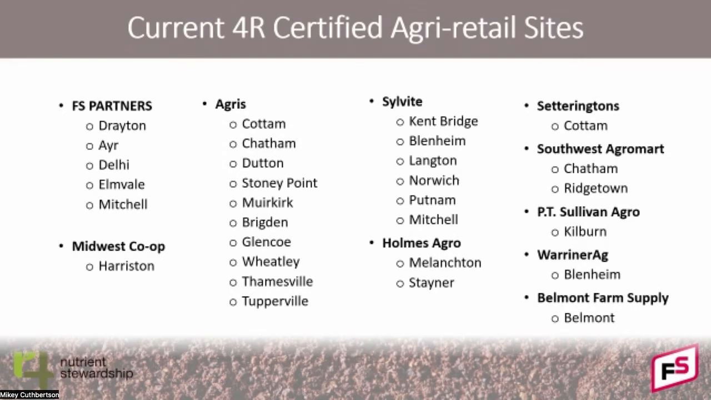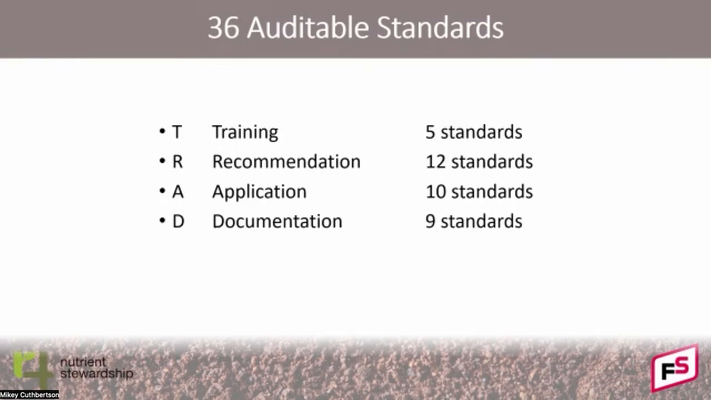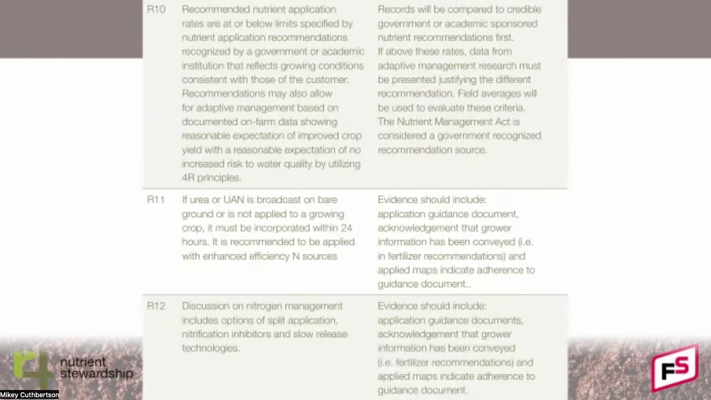So a tremendous amount of effort. Really appreciate all of those retailers and the work that they've done to communicate and execute this certification. So within the certification, there are 36 auditable standards that we as a retailer are assessed on. There's training, a huge education piece for us to be educating not only our own staff, our applicators, our agronomists, but also the growers and general public on 4R nutrient stewardship. There are recommendation standards, application, and then all of our documentation that we have to keep and then provide for an audit every 2 years.